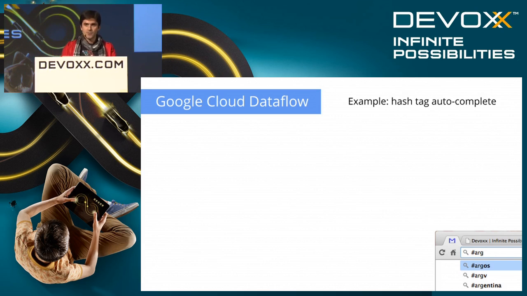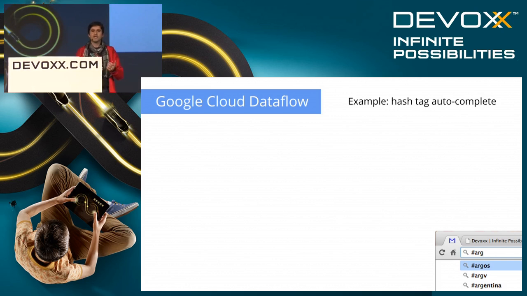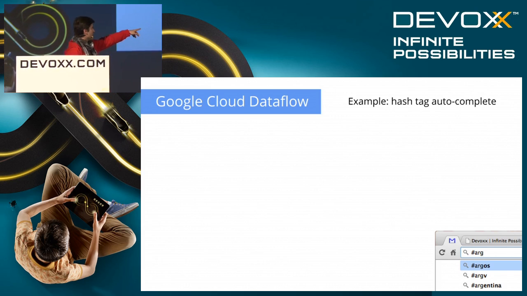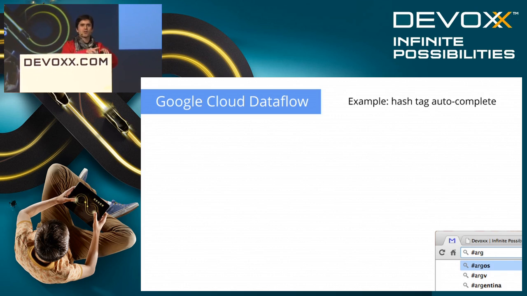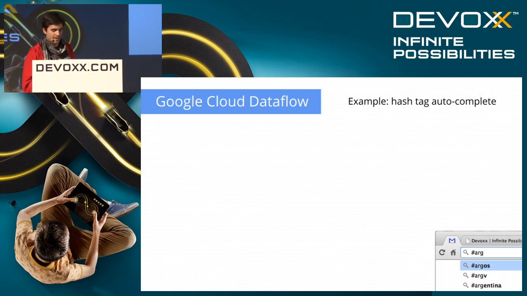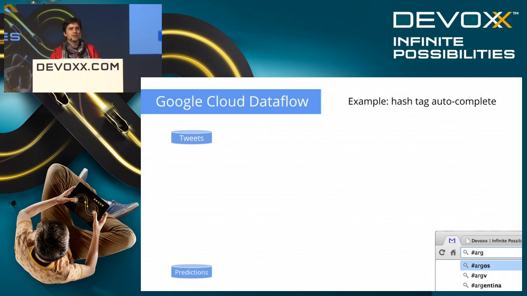Let's try to see what it does with an example. So here is something I might want to do. I want to autocomplete hashtags. The same thing as the browser does when you start typing, it has autocompletions, but I only want to do it with hashtags. My input data, tweets. My output data, the autocomplete predictions.